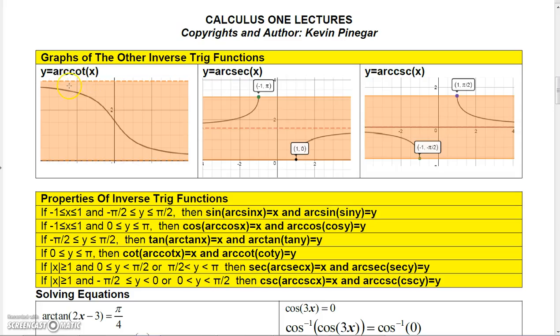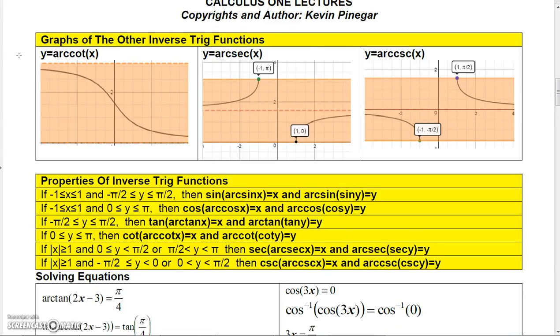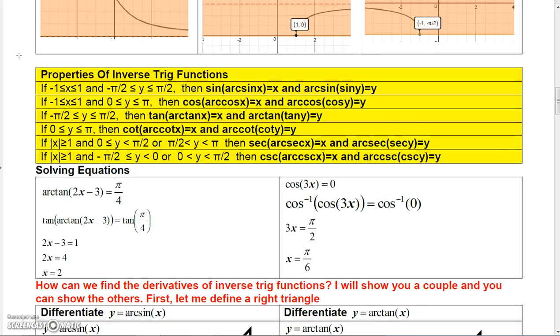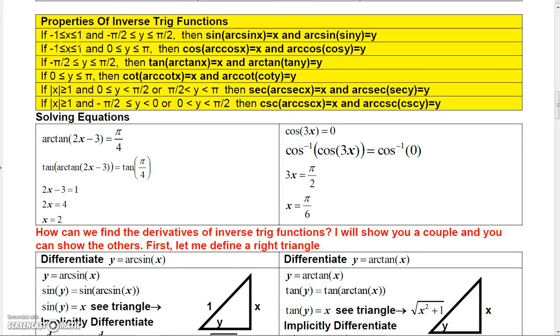Okay, if you want to freeze the video, you can take a picture of the other three inverse trig functions here. They're graphed here. If you want to research some more, you can online if you want to. Here are some properties of the inverse trig functions.